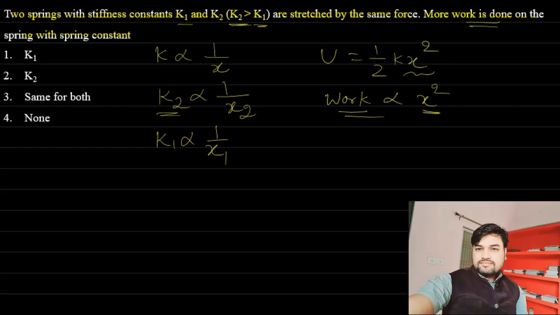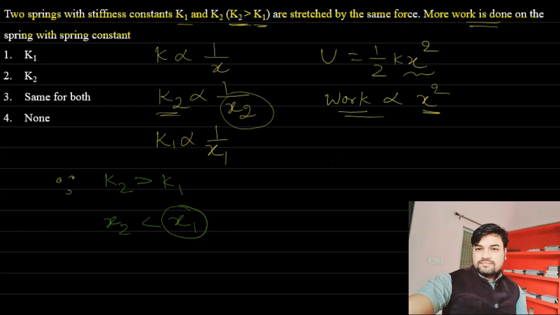Since K2 is greater than K1, and K is inversely proportional to X, therefore X2 will be less than X1. So more work will be done for X1, as work is proportional to X squared. So work done for which spring? Work done will be more for X1.